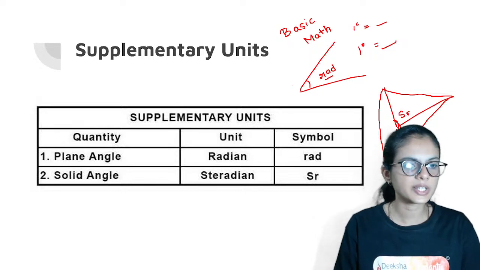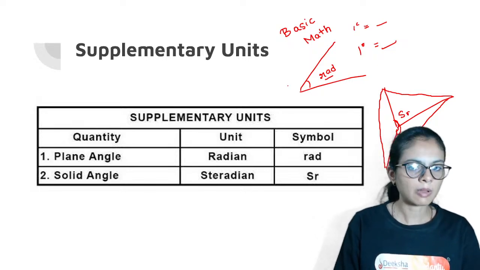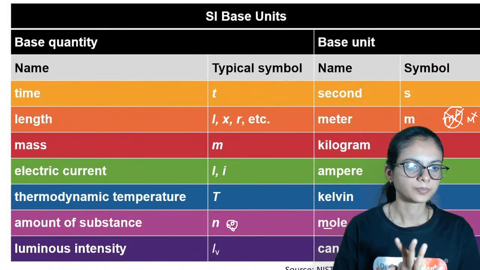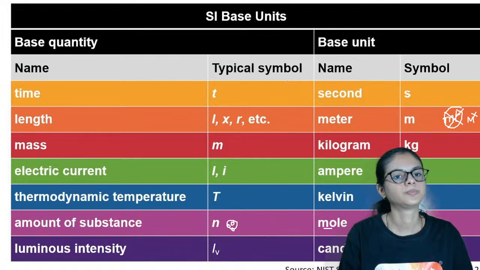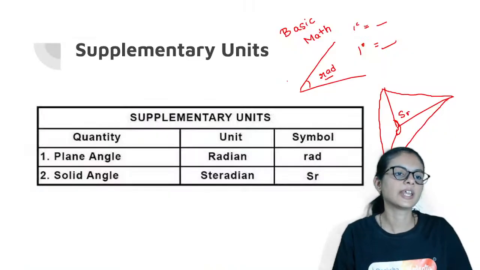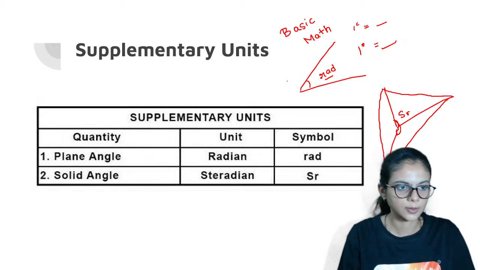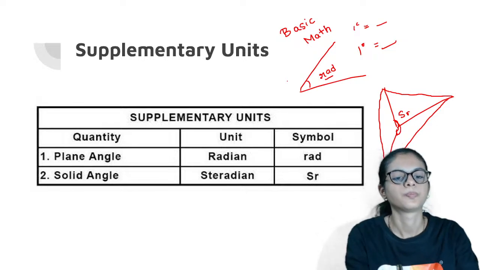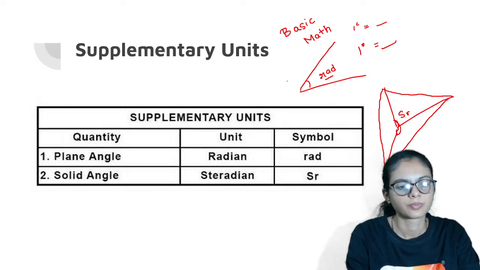So supplementary units are also important. Just remember the SI units, the standard things that are present: time, length, mass, electric current, thermodynamic temperature, amount of substance, luminous intensity, and plane angle and solid angle. These are the standard things we have to remember. Shall we move forward?